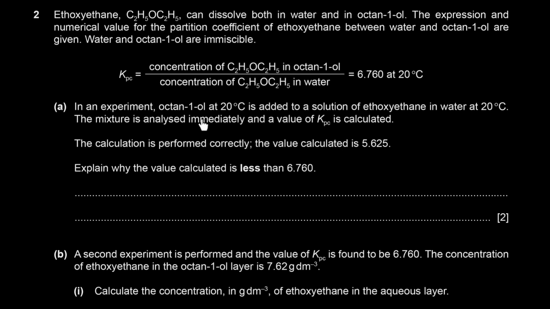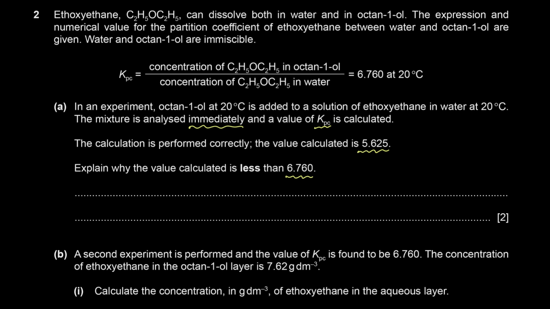at 20 degrees Celsius. The mixture is analyzed immediately, okay, and a value of Kpc is calculated. The calculation is performed correctly, but the value calculated is 5.625, which is lesser than the 6.76. Now they've done the calculation correctly. So what do you think the problem was over here? Why are they getting a lesser value over here than you should be getting?